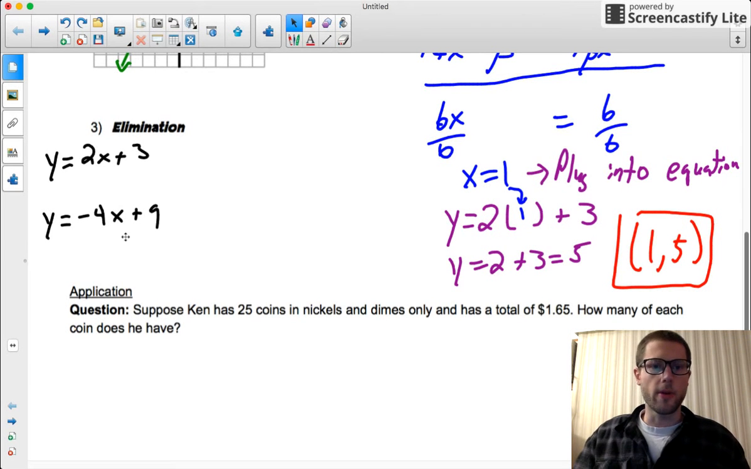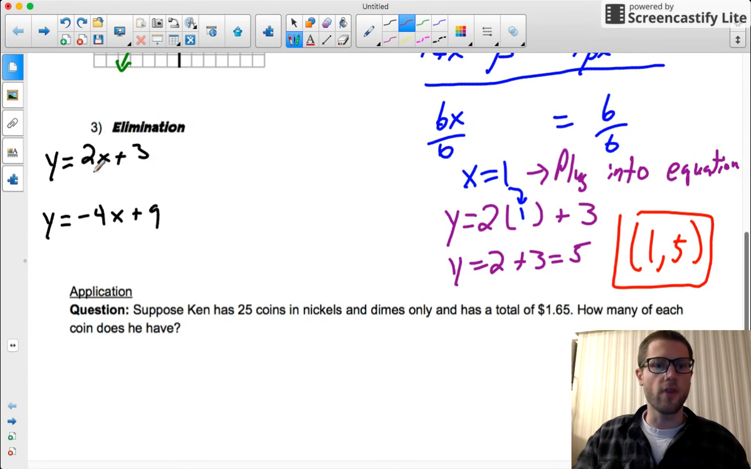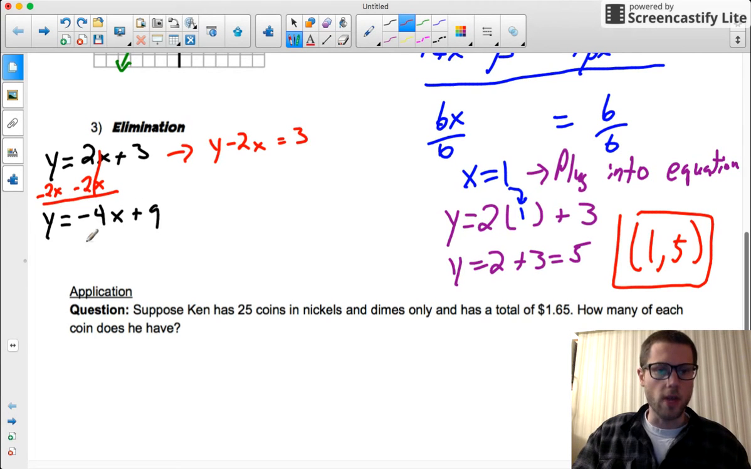The last method we need to talk about here is solving the system using elimination. So in order to do so, what I'm first going to do is get all the variables on one side of the equation. I'm going to take my top equation and move that 2x over on both sides, and that's going to give me y minus 2x equals 3. And then over in my second equation, let's add a 4x to both sides. So that's going to give me y plus 4x equals 9, rather.